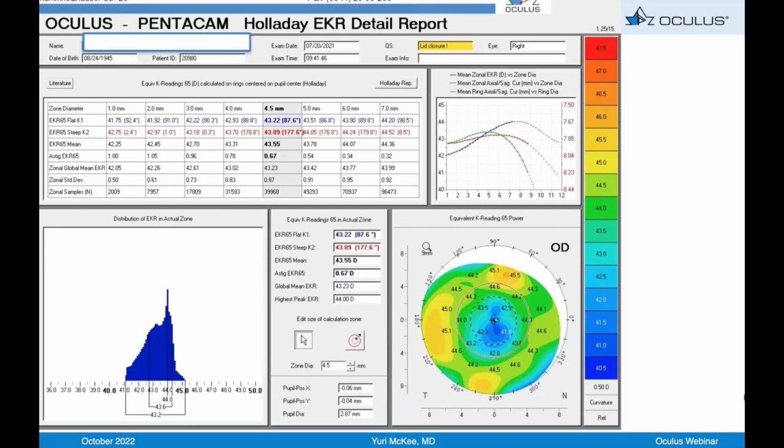Number one, on the bottom left-hand side, the distribution of the EKR in the optical zone is a short, wide curve. This happens in refractive surgery. It happens in many other things too, but it happens in refractive surgery. So I'm starting to think they did have LASIK.